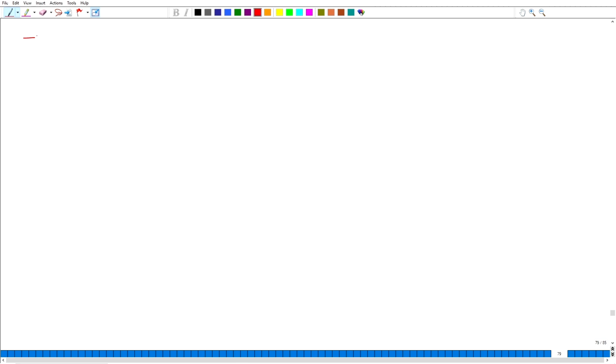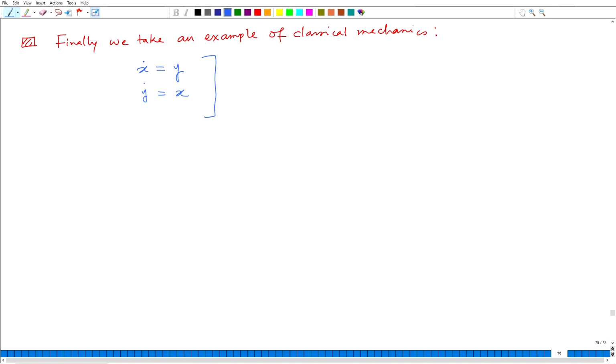So, finally, we go to some examples. Finally, we take an example of classical mechanics. Okay. So, here x dot is equal to y and y dot is equal to x. You can easily understand this is the case of a saddle, okay, where A is equal to [0 1; 1 0]. This is not the diagonal form, okay. The off diagonal entries are actually filled up.